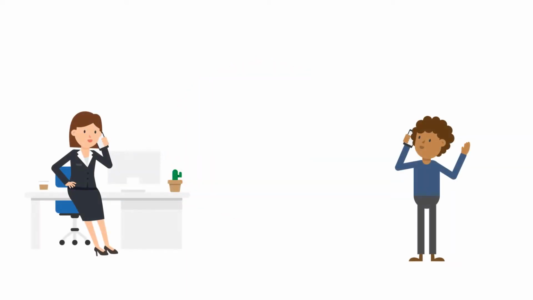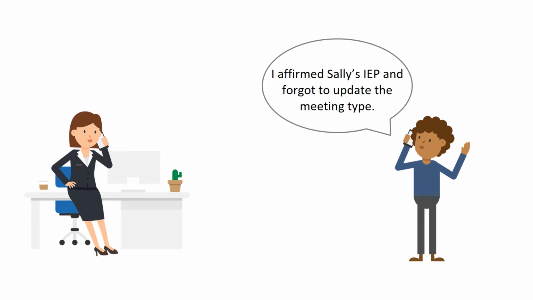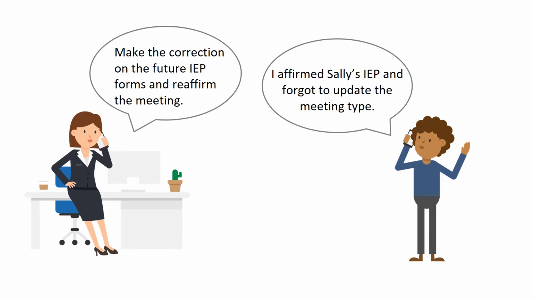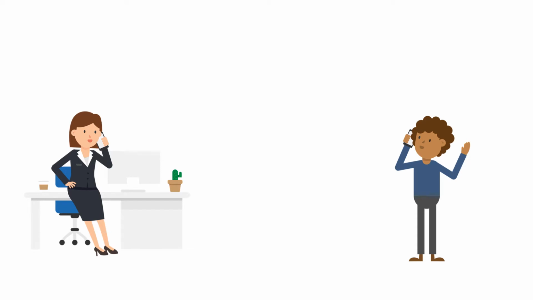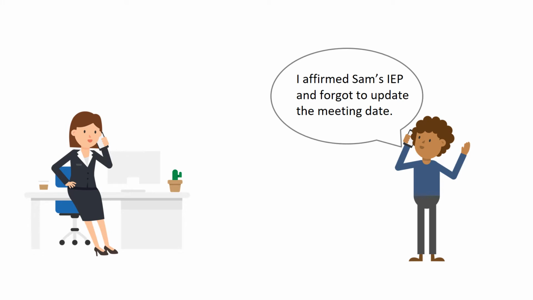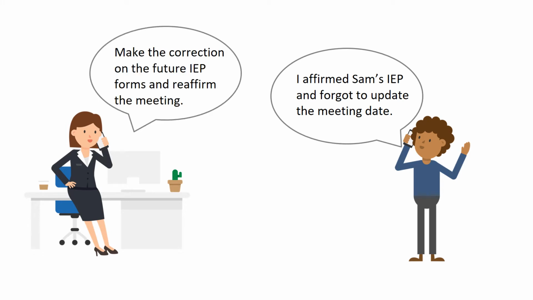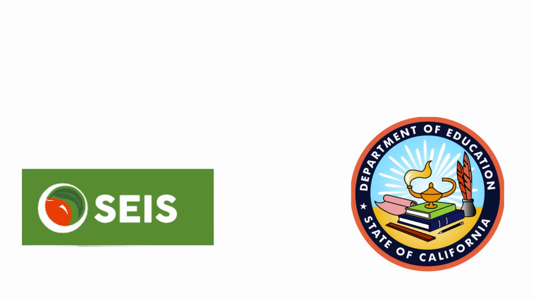Please note that there are 2 important exceptions to doing all corrections through the amendment process. If the meeting date on the IEP is incorrect, or if the meeting type is incorrect, you must correct the dates in the future. Open up a future IEP and enter the correct date and/or correct meeting type of the meeting on the information eligibility form, and then affirm. However, if you just need to change the next due dates, then you would do that through the amendment process. Although SEIS is not the legal copy of the student's IEP, it is used to report certain data to the state.